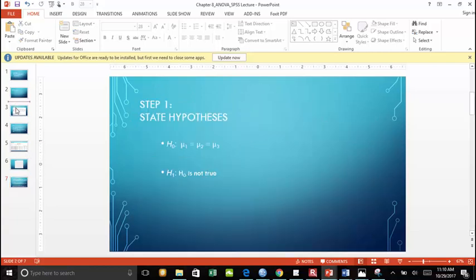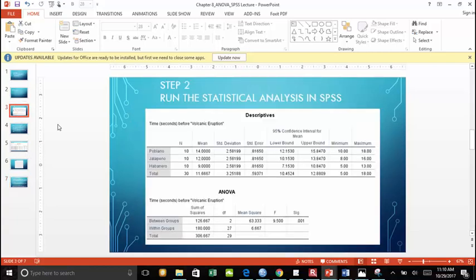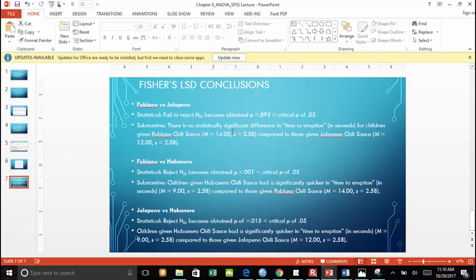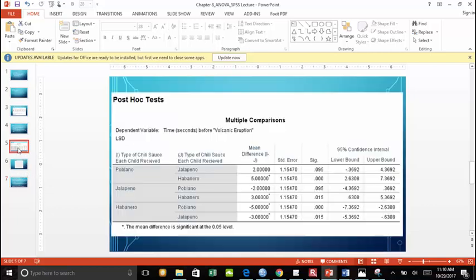Remember, that's coming from your descriptives. 14, 2.58. Compared to those given jalapeno chili sauce, with a mean of 12 and a standard deviation of 2.58. So Poblano versus jalapeno, no difference in time to eruption. All right, now let's look at Poblano versus habanero.